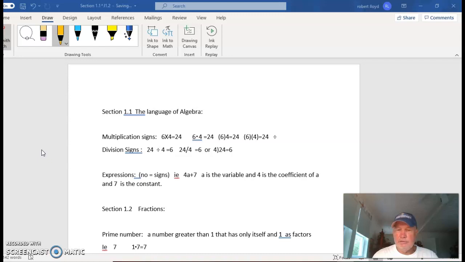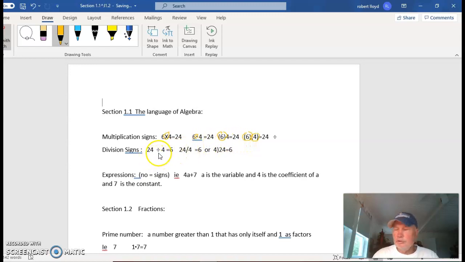Multiplication signs come in a variety of ways. They may be the typical X between the numbers indicating multiplication. It may be a dot between the two numbers, or the numbers may be in close proximity where one of the numbers, or both of the numbers, are in parentheses.